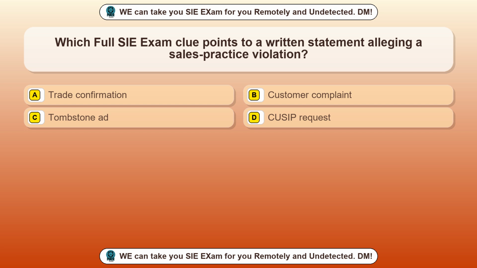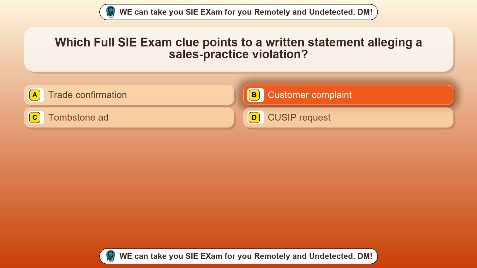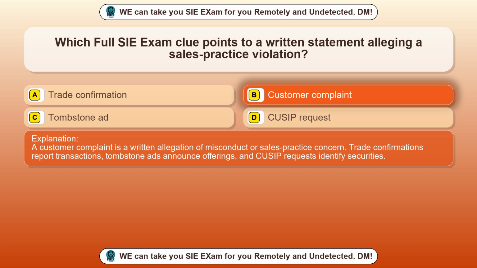Question 14. Which full SIE exam clue points to a written statement alleging a sales practice violation? Option A, trade confirmation. Option B, customer complaint. Option C, tombstone ad. Option D, QZIP request. The correct answer is option B, customer complaint. A customer complaint is a written allegation of misconduct or sales practice concern. Trade confirmations report transactions, tombstone ads announce offerings, and QZIP requests identify securities.